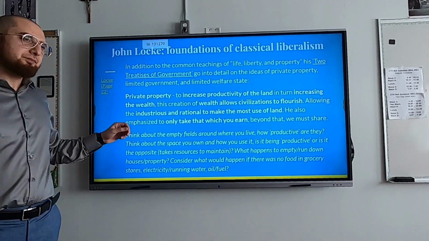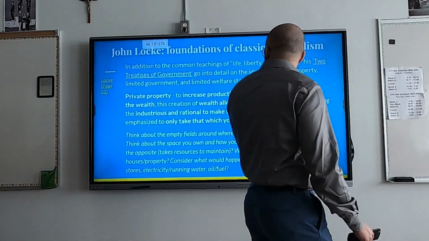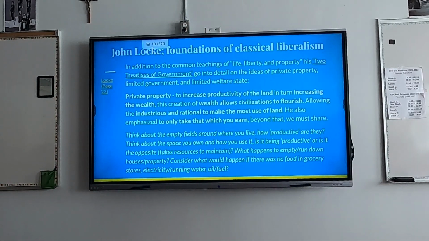But John Locke is trying to emphasize that with private property, we should increase productivity. We should be doing something with the land and making it more efficient, because that can create wealth. And wealth allows civilizations to flourish, meaning if you have money, it's better than not having money.